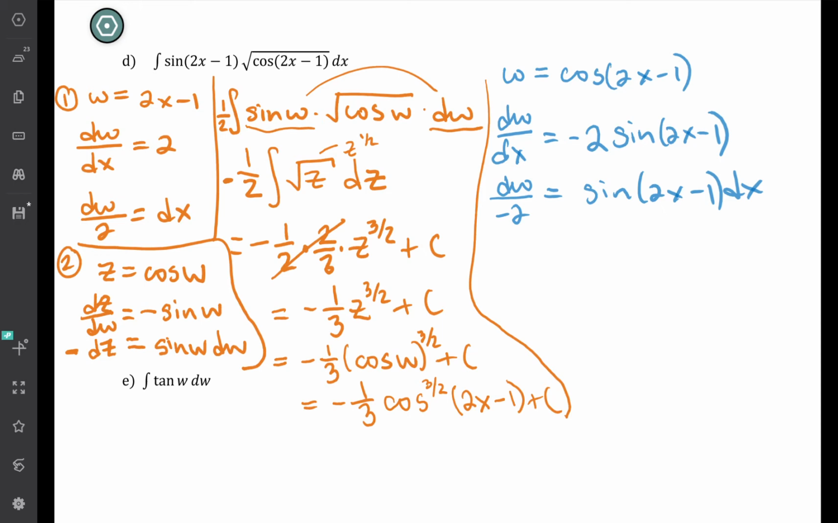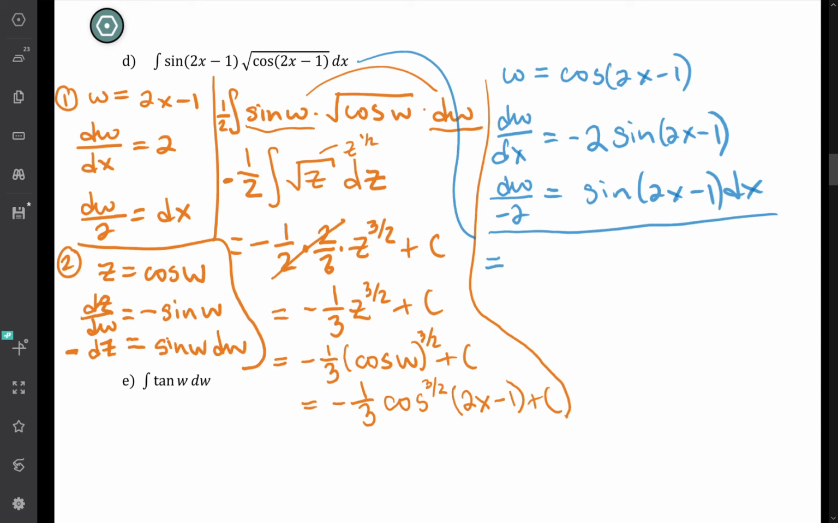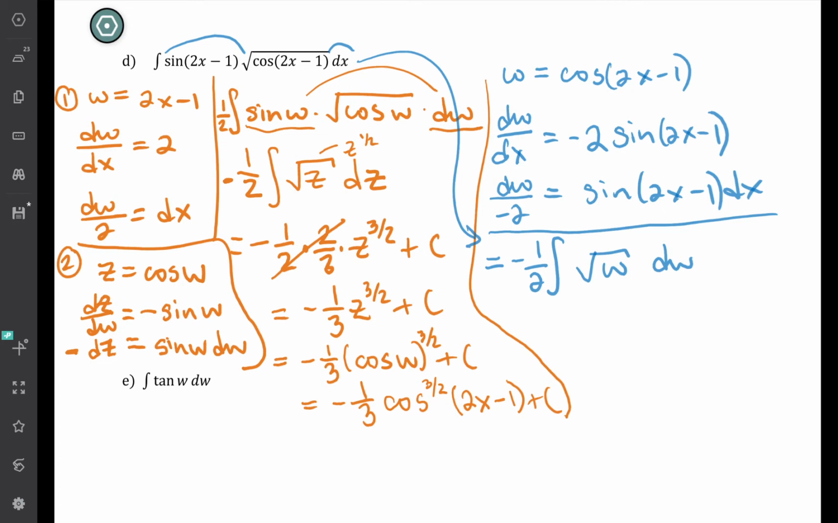Okay, so when I compare back to my original, I'm going to say that equals the sine 2x minus 1 and the dx get replaced by the dw, but I need to make sure that negative 1/2 shows up. I'm going to move it out in front. You don't have to. You can leave it in there for now. And then the cosine, the square root of the cosine is what's left over. I've replaced the cosine with a w, so this jumps me straight to the square root of w.